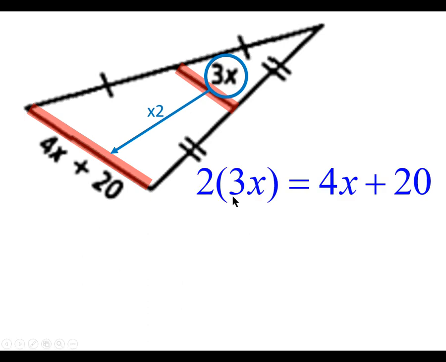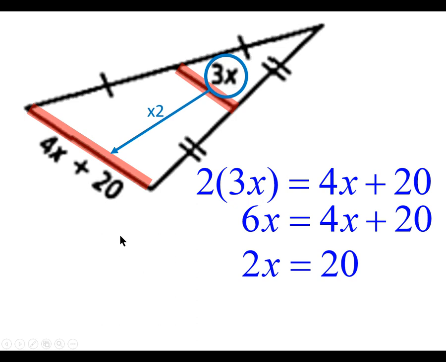If you do that properly, very quickly we're going to have 6x is equal to 4x plus 20. Then we subtract 4x from both sides, and we'll have 2x is equal to 20. Divide by 2, and we get x is equal to 10. This is the common kind of difficult problem that we run into with midsegments.